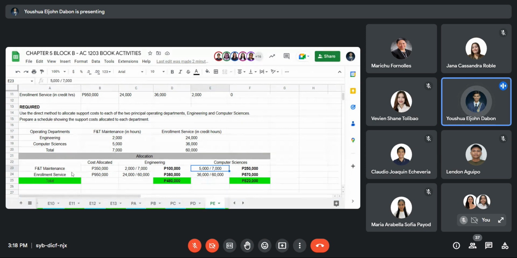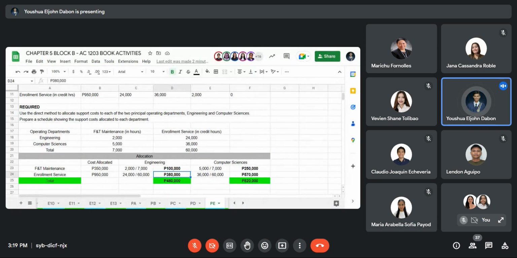Then for enrollment service, it's the same as well, but this time for the credit hours, the one we placed here. So for engineering, it's 950,000 multiplied by 24,000 over 60,000, and you get 380,000. Then for computer sciences, it's 36,000 over 60,000. Then whatever that figure, you multiply that by the total, which is 950,000, and you get the amount to be allocated, 570,000.